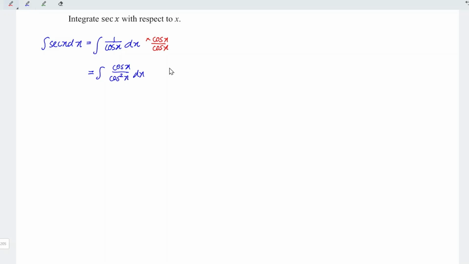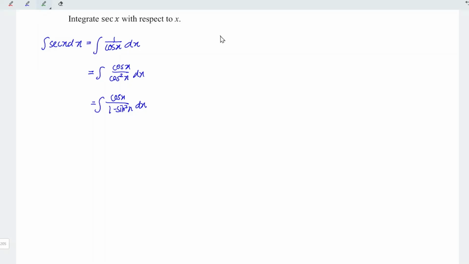Recall the Pythagorean identity: cos squared x plus sin squared x is equal to 1, which means that cos squared x is equal to 1 minus sin squared x. Now rewrite the integral, and we have the integral of cos x divided by 1 minus sin squared x.